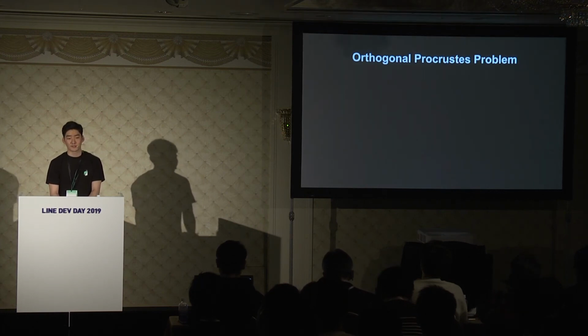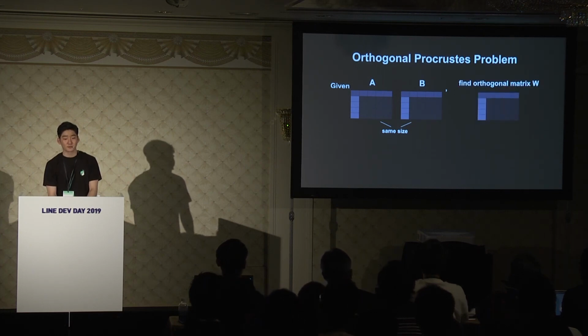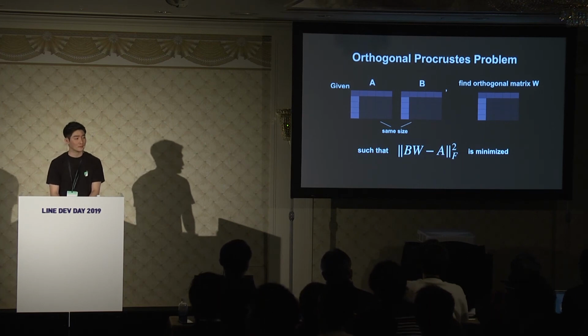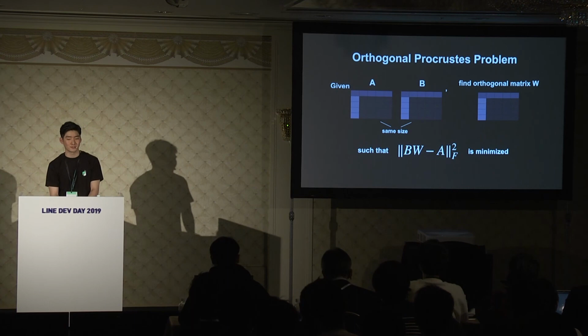And this brings us to the orthogonal Procrustes problem. The problem is defined like this. Given matrices A and B, which have the same size, we are trying to find an orthogonal matrix W such that the squared Frobenius norm of BW minus A is minimized. We are attempting to find the rotation and reflection, or just the optimal orthogonal linear transformation that will transform matrix A as closely as possible into matrix B.